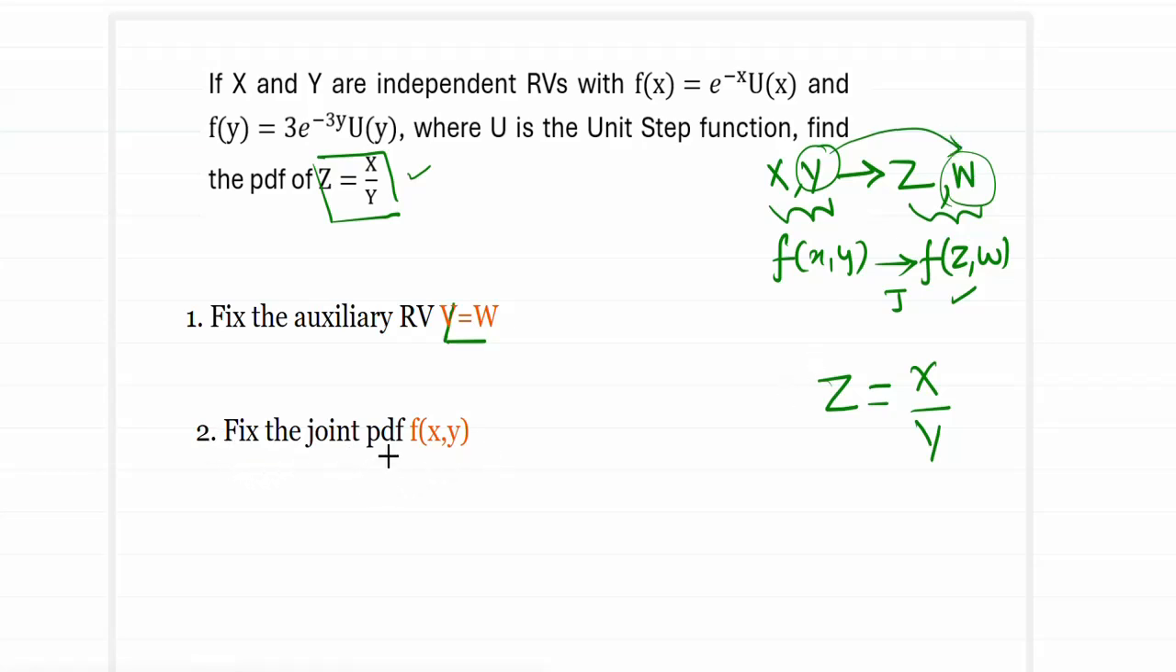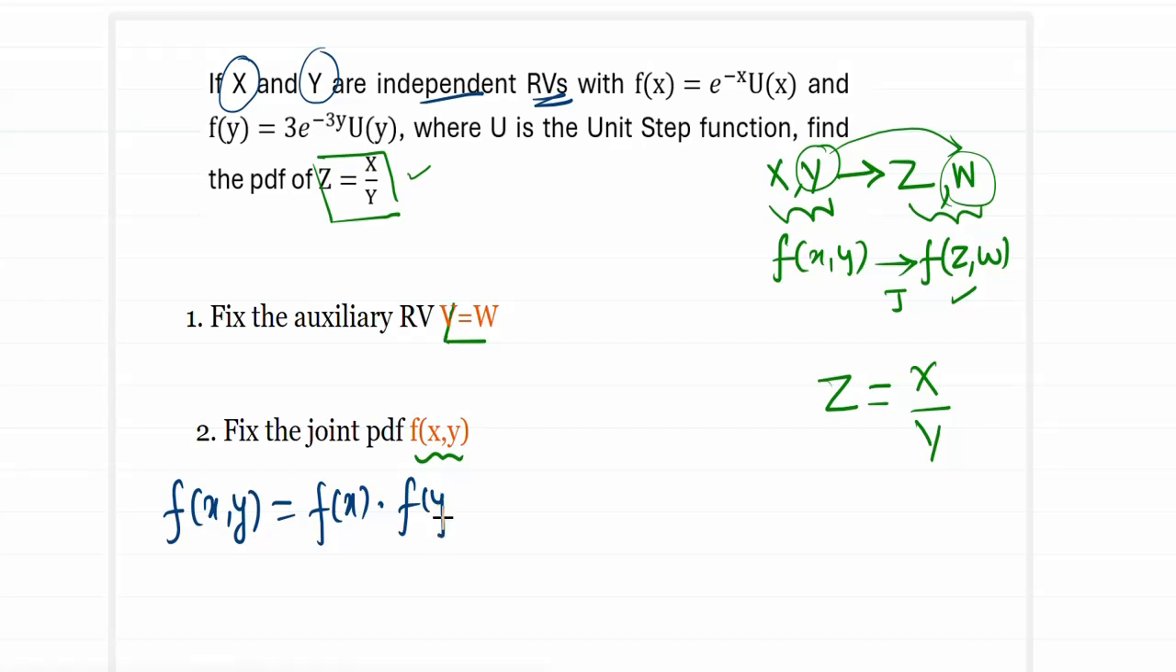Let us fix the joint PDF f of x comma y. We don't find anything called f of x comma y appearing in this problem. Therefore, we have to find the value of f of x comma y. Now, how to find it? What data has been given to us related to it? We have been told that x and y are independent random variables. What do we mean by independent random variables? They can act separately. In which case I know that my f of x comma y can be written as f of x times f of y.